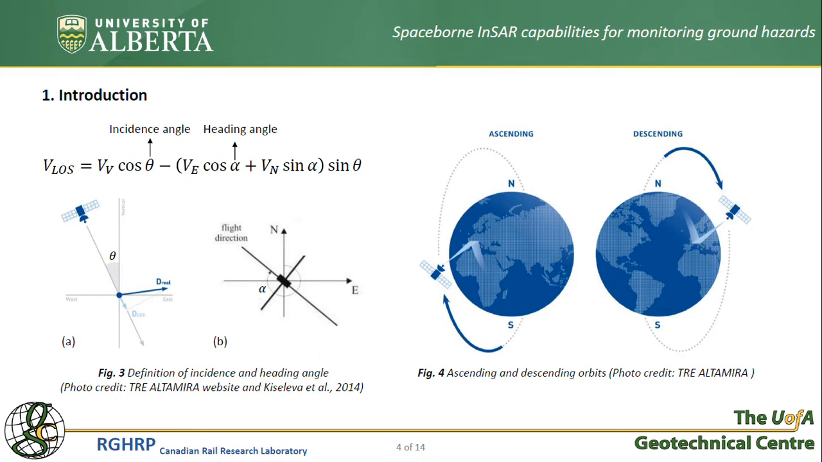InSAR gives us the line-of-sight velocity, and to find the actual components, we need more line-of-sight geometries. The satellite sweeps the globe in two different geometries, ascending and descending, which is shown in figure 4. Having these two geometries, we will be able to attain the components of movement. However, it usually comes at the cost of ignoring one of them.